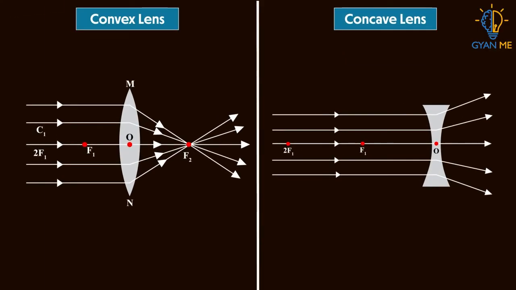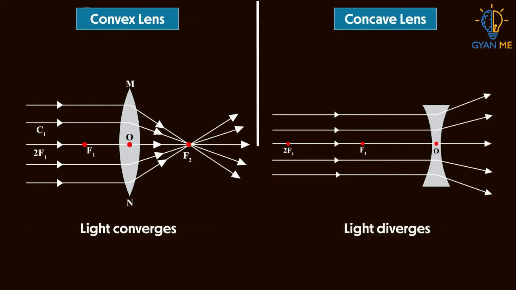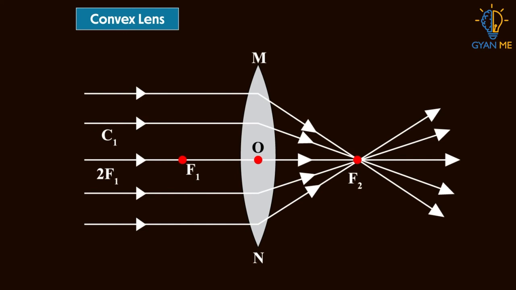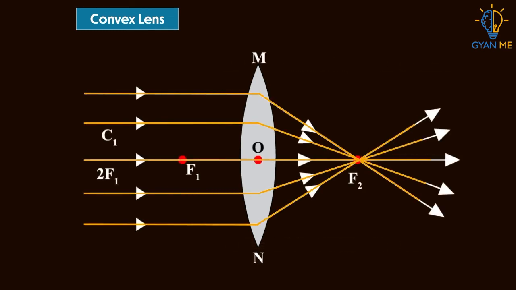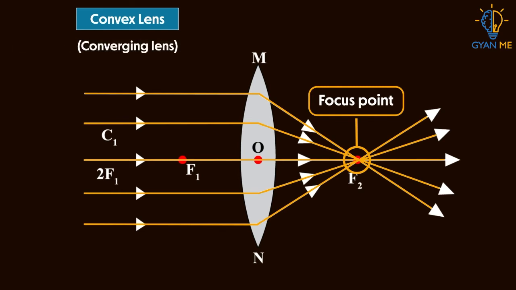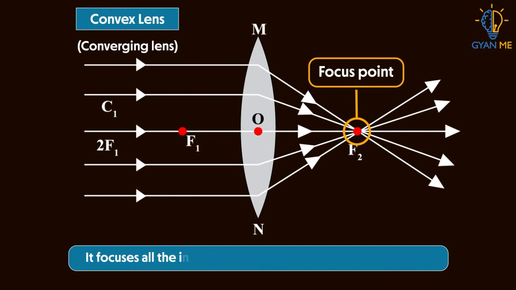Okay, now what about bending through a lens? Yes, you already know that when light passes through a lens, it either diverges or converges. When light passes through the convex lens, which is thick in the middle and thin at the edges, all the rays converge at one point. As a convex lens is a converging one, it focuses all the incident light at one point, called the focus point.